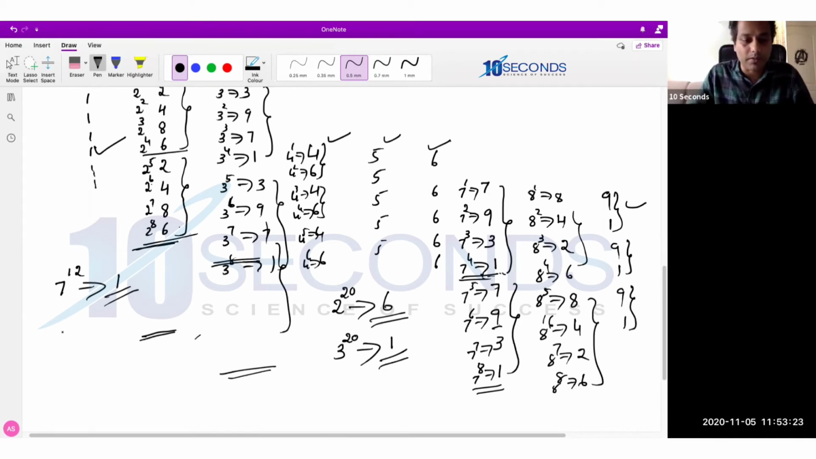What about 8 power 10? Say 8 power 10. What does 8 power 4 end with? 6. What does 8 power 8 end with? 6. What does 8 power 9 end with? 8. What does 8 power 10 end with? Then it is 4. 8 power 10 ends with 4.